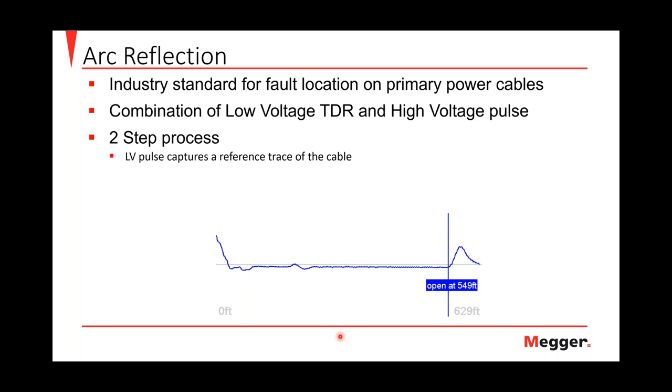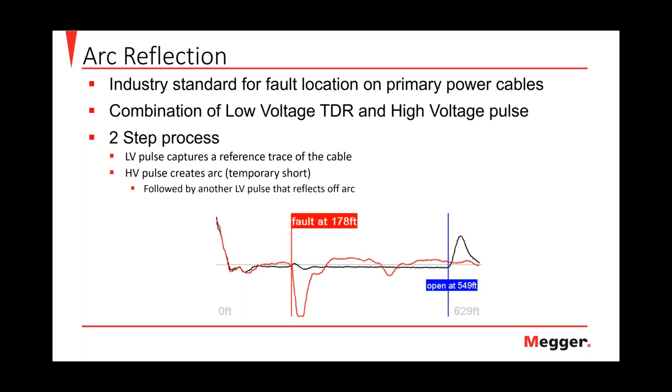And then the operator should initiate a TDR trace to get a fingerprint of the cable. And this is what we would want to see. Now, we're going to assume we already did a breakdown test of this cable, and this is our fingerprint of it. So we see the open end. Then we are going to use a high voltage pulse to create a temporary short at that pinhole fault location.